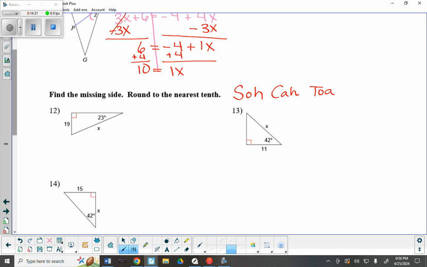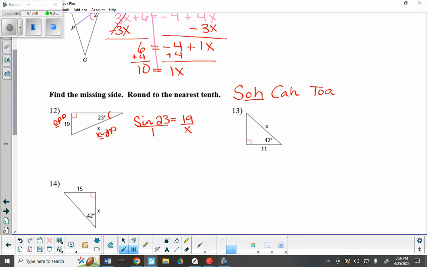So write those down just to remind yourself of those letters. So remember what we do to figure out which one we use is we mark the angle and label the side. So across from 23 is the opposite, and across from the right angle is the hypotenuse. So we are going to choose the one that has an O and an H, which would be sine. So the sine of 23 degrees is equal to the opposite over the hypotenuse, which is 19 over x.